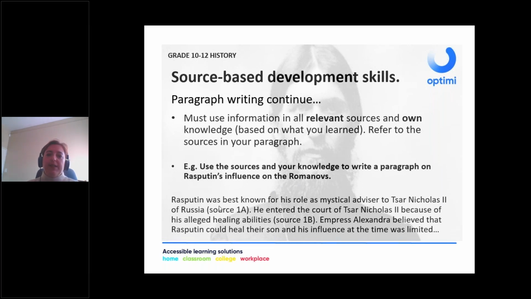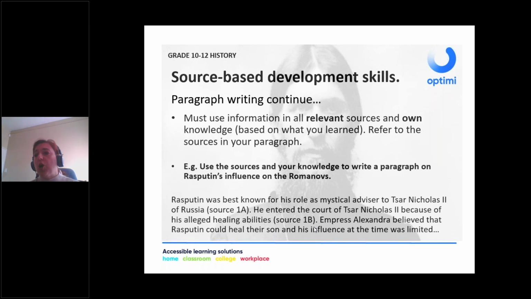My first sentence: Rasputin was best known for his role as mystical advisor to Tsar Nicholas of Russia. And then I put in brackets source 1A. Because now the marker can actually see that I have used the sources, the relevant sources. The next sentence: he entered the court of Tsar Nicholas II because of his alleged healing abilities, source 1B. So I put the source in brackets. The marker can see I used the sources.